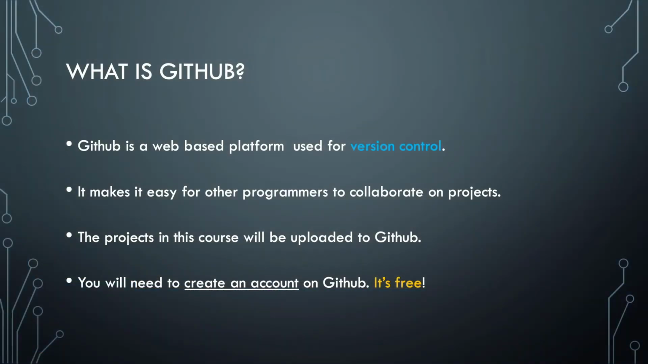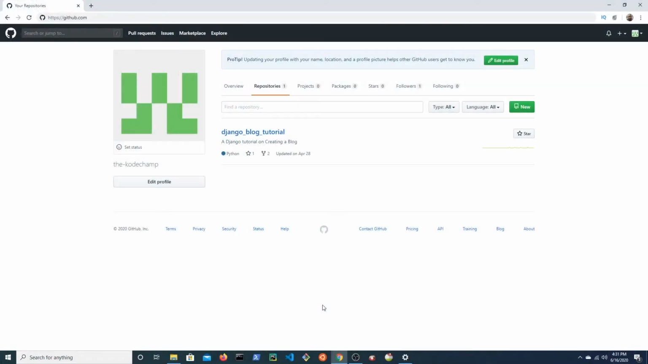GitHub is a web-based platform used for version control. It makes it easy for other programmers to collaborate on projects. The projects that we build in this course will be uploaded to GitHub. You will need to create an account on GitHub. It's free. Log into GitHub, click the drop-down next to your icon in the upper right corner and select Settings.